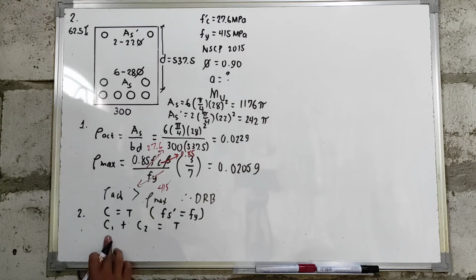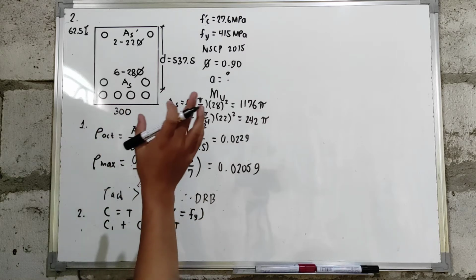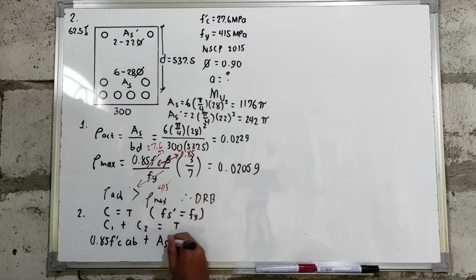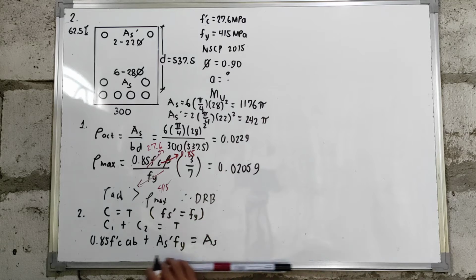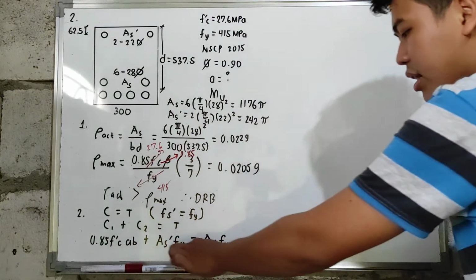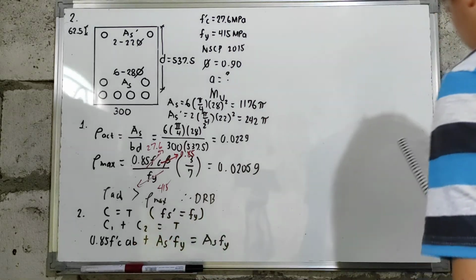Here, our C sub 1 is the concrete in compression, which is 0.85 F prime C A B, plus our C2, which is the area of our steel, A S prime, multiplied by Fs prime. We assume that the steel yields, so A S prime Fy is equal to A S. The steel in a doubly reinforced beam automatically yields. Okay? With this, we will use this formula to calculate the value of A.